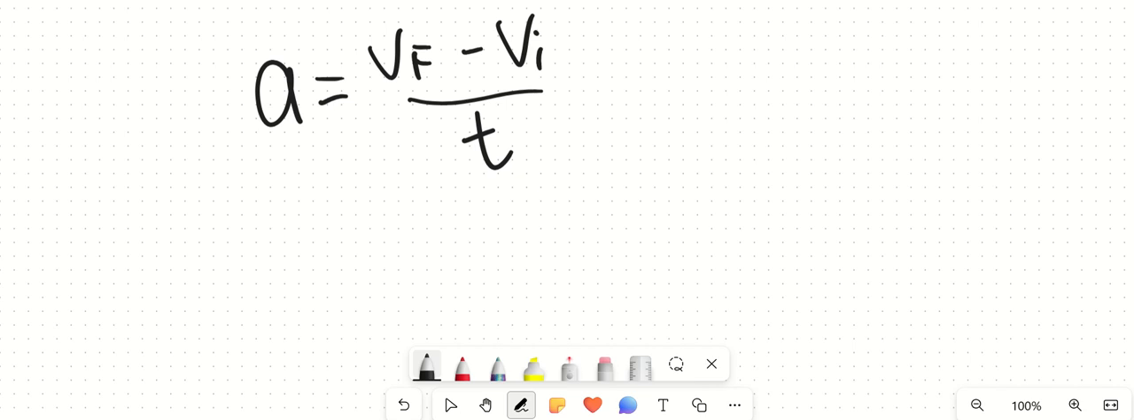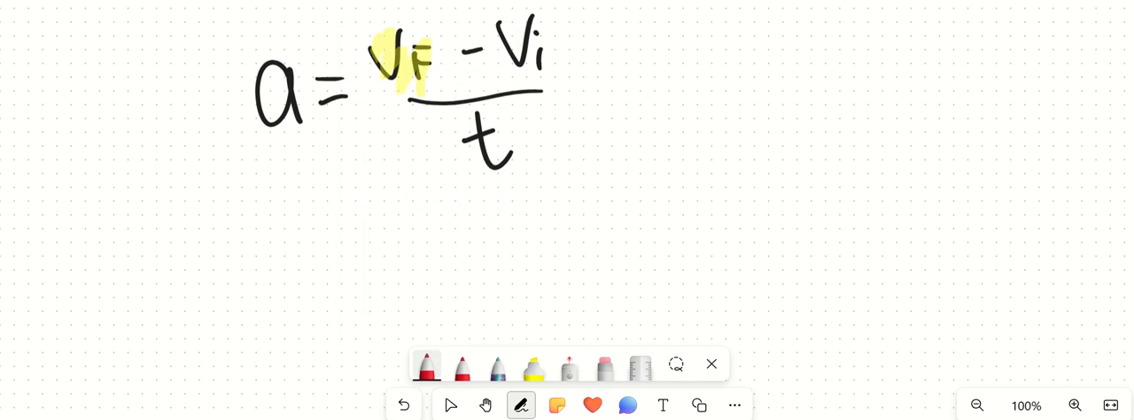All right, so what we want to do is we want to come up with an equation that has our final velocity as a function of our time. I'm going to start with our acceleration equation. And what I'm going to do is I'm going to rearrange this equation to get my final velocity by itself. And I'm going to form an equation where it will have my final velocity as a function of my time.